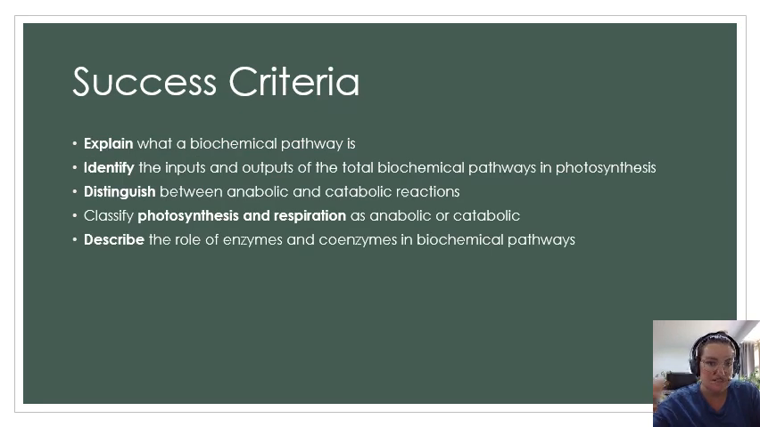You'll know that you're successful if you can explain what a biochemical pathway is, identify the inputs and outputs of the total pathway of photosynthesis. We're going to have a look at distinguishing between anabolic and catabolic reactions, and then classifying photosynthesis and respiration as either of those, and then describing the role of enzymes and coenzymes in the biochemical pathway.